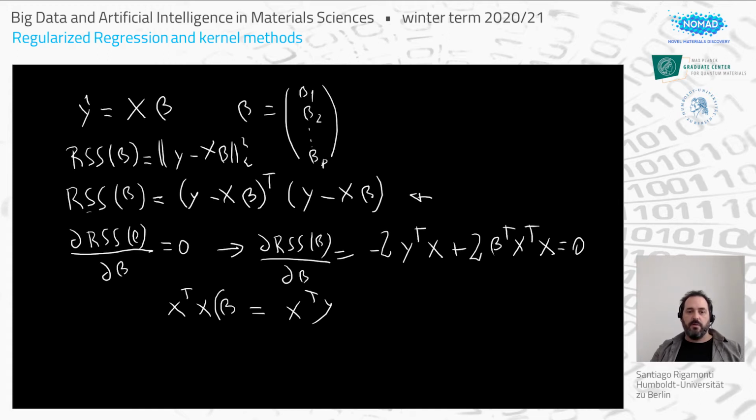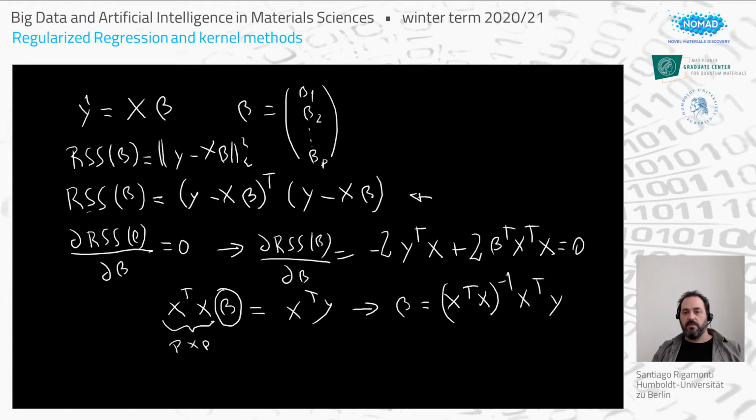Okay, then we wish to solve for beta, so to do that we have to invert this matrix. This is a matrix of dimension p times p. So then beta will be equal to x transpose x inverse times x transpose times y.